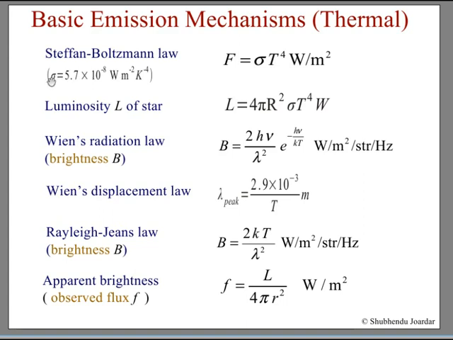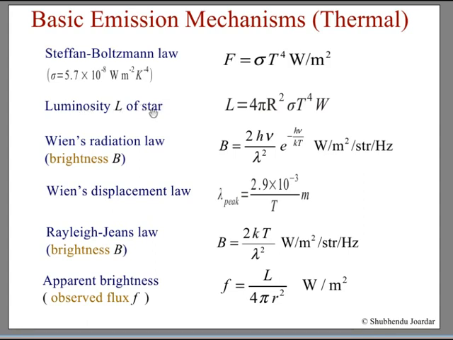So this constant is called the Stefan-Boltzmann constant, this sigma. And this has a fixed value. For this particular equation where you want to get the flux in watts per meter square, sigma is equal to so and so watts per meter square K to the power minus 4. So here temperature should be in Kelvin. So then only you will get flux in watts per meter square.